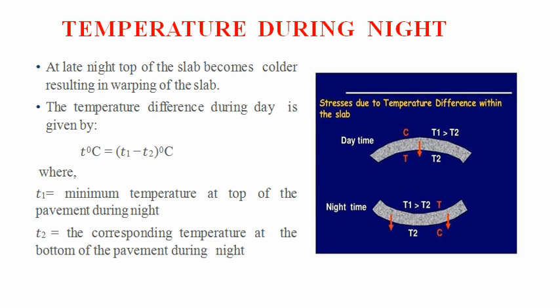So during the night time, late at night, the top of the slab becomes colder as compared to the bottom of the slab, resulting in the warping of the slab. The temperature difference, as you know, is given by T degree Celsius equals T1 minus T2, wherein T1 is the minimum temperature at the top of the pavement during the night, and T2 is the corresponding temperature at the bottom of the pavement during the night time.